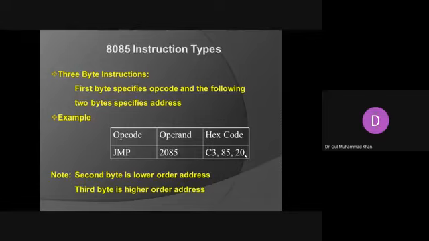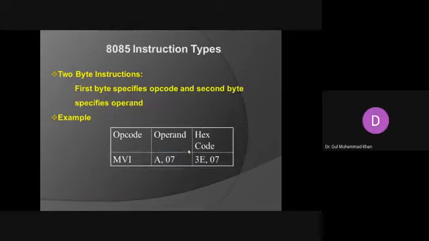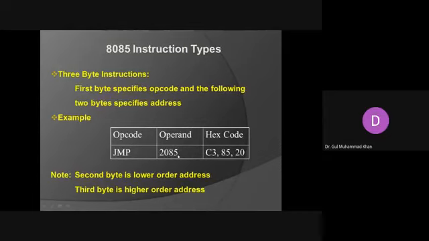Similarly, we have 3-byte instructions. In this case, the data is usually 16-bit, which means 2 bytes, and the operational code is again 1 byte in size. So the total size of the instruction in this case is 3 bytes. This is the maximum size of an instruction. We have other instructions as well, but these are a few examples: 1 byte, 2 byte, and 3 byte instructions. So when you see 2 byte data in a particular instruction, that means the total size of the instruction is actually 3 bytes.